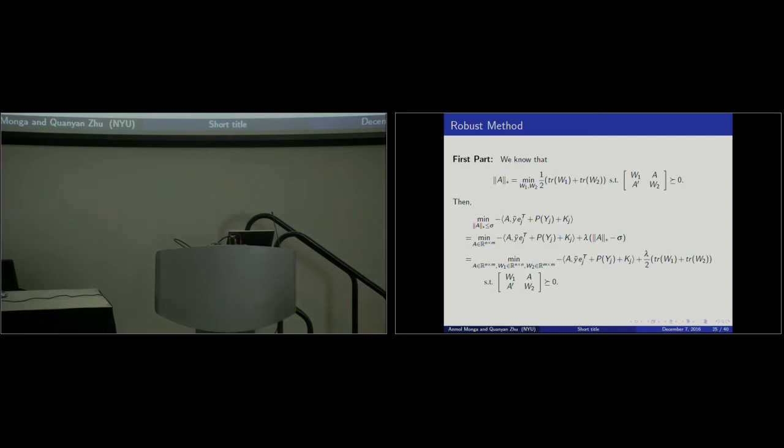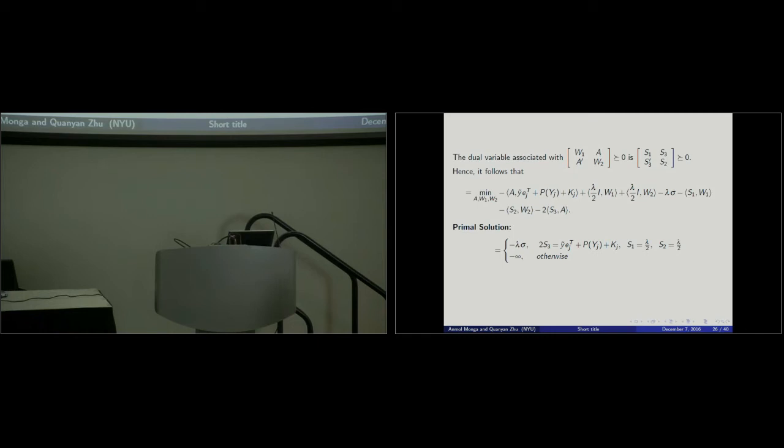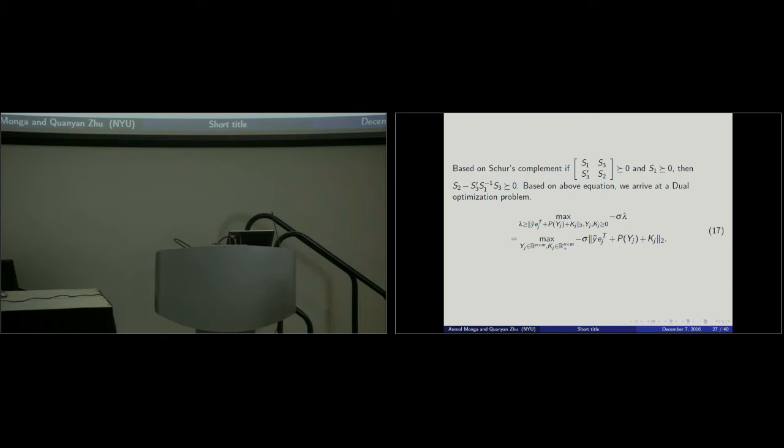I'm not sure we have to go through all the derivations here, but let's do a quick overview. There are some facts about this nuclear norm, and we're going to make use of them and substitute into the first part of the problem. Then you do some algebra and you realize that you actually can solve this problem and get a solution. Eventually it reduces to simply this optimization problem, which is a dual problem.